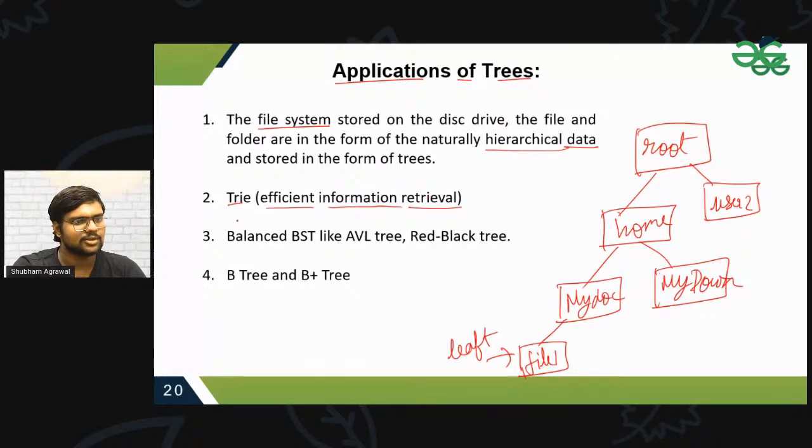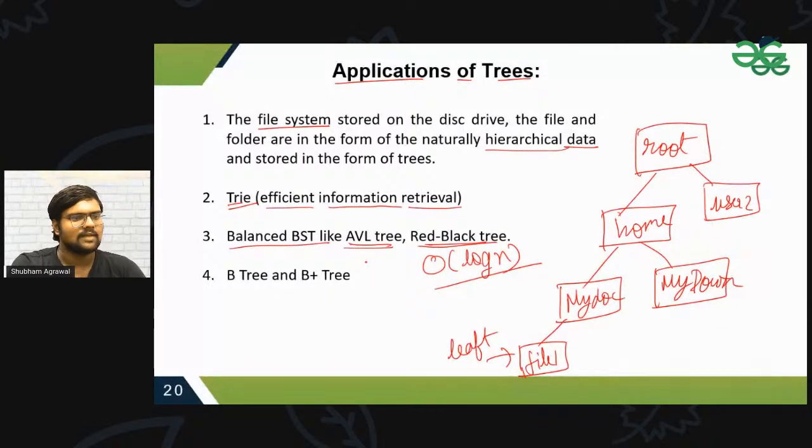So we will study about trie in the later lectures. Then we have balanced BSTs like AVL tree and red black tree, in which the searching in the worst case is log n time. So here we perform some rotations and some other properties are there. By using that, we reduce our complexity from order n in the worst case to log n.